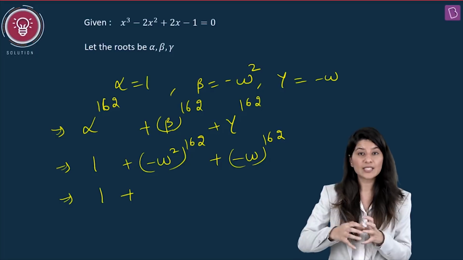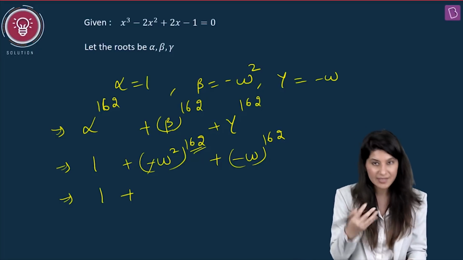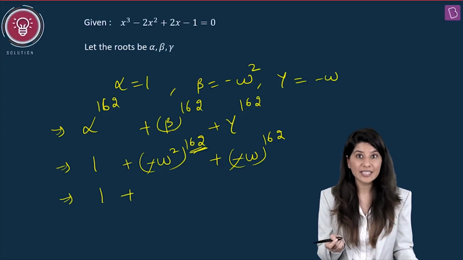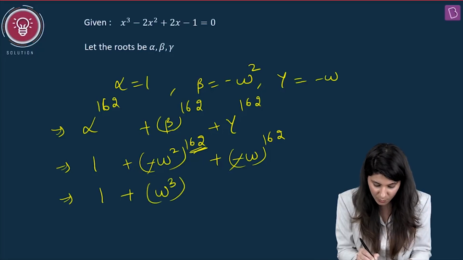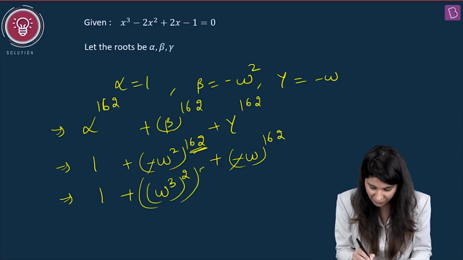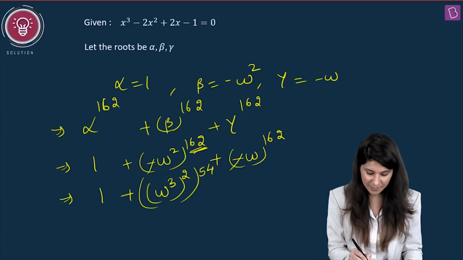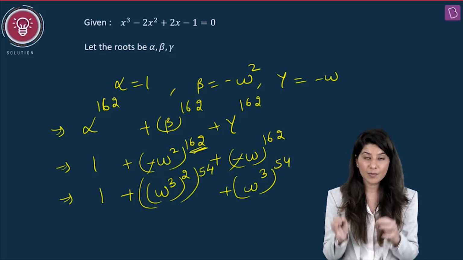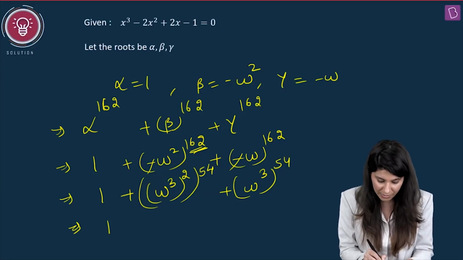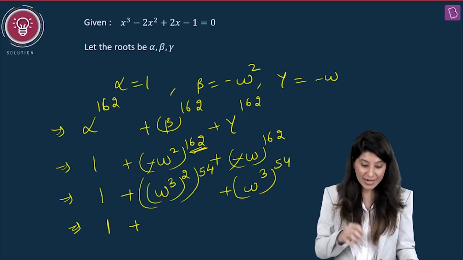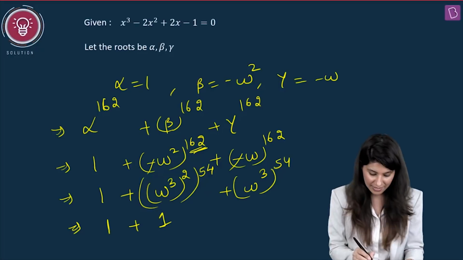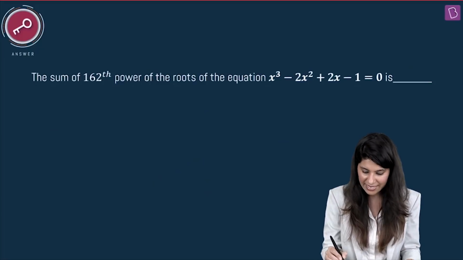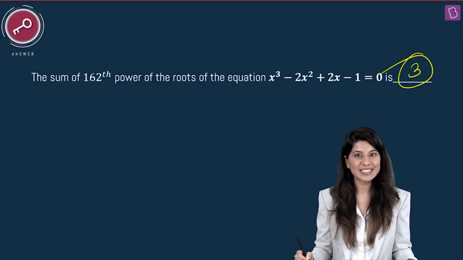So we have 1 plus. Now, minus omega square raised to power 162, the power is even, so the minus sign would be gone. Similar case with this. Now 162 is a multiple of 3, so it can be written as omega cube raised to power 54, and similarly for the other term. Omega cube is 1. The moment I put omega cube equals 1, what I get is 1 plus 1 plus 1, since 1 raised to any integer power is 1. So the final answer of this question is 3. Sorted?